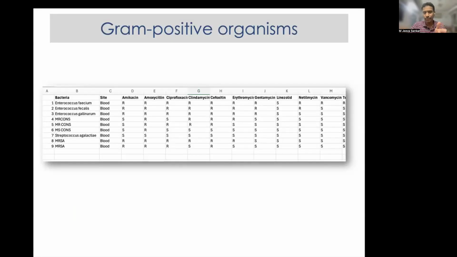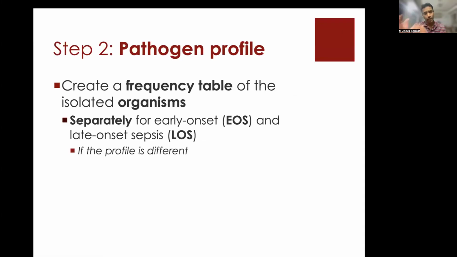So we have different drugs: amikacin, amoxicillin, ciprofloxacin, clindamycin, and so on. And for each organism, so each row is one isolate, we record whether it is sensitive, resistant, or intermediate. So this is how we generate an Excel sheet for gram-positive organisms. And we do the same thing for gram-negative.